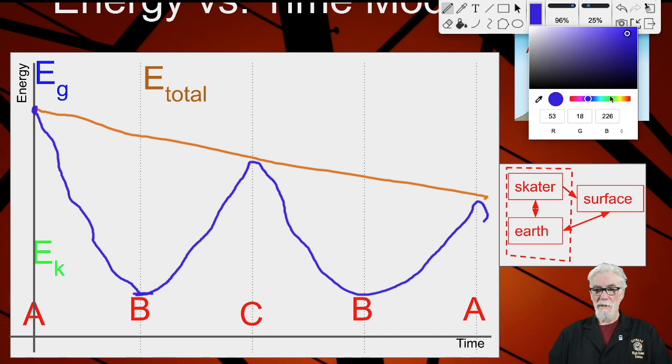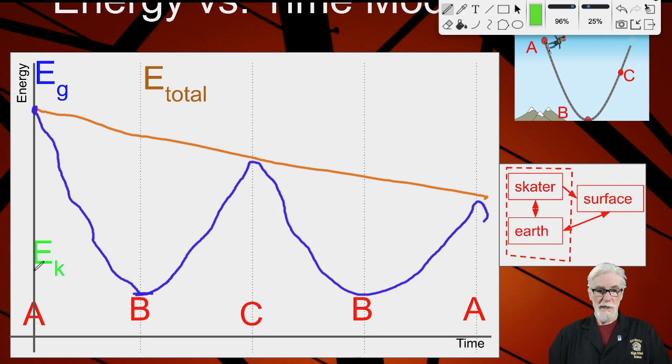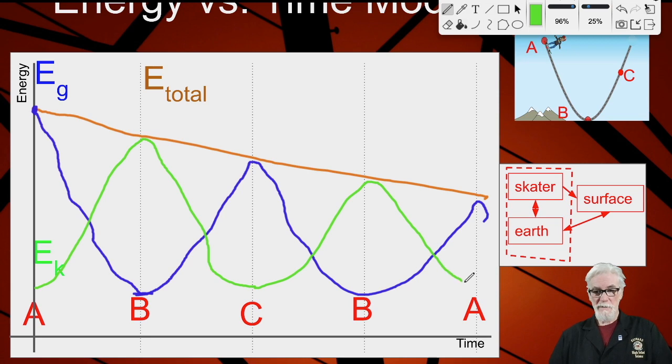Now let's track kinetic energy. EK starts out at zero. There isn't any because she's not moving at A. By the time she gets to B, EK is at the total, drops down to zero when she reaches the top of the right-hand side, rises to the total at B, drops to zero at A, and then that trend would continue.